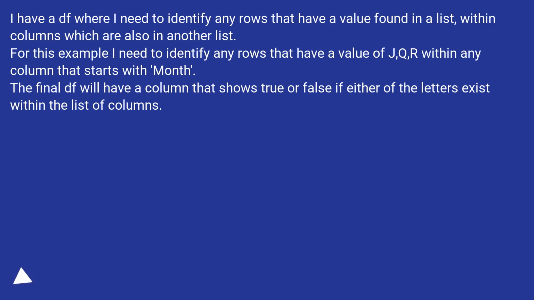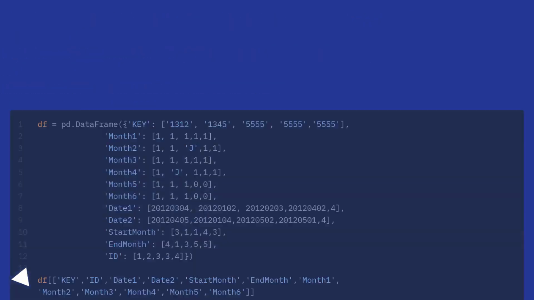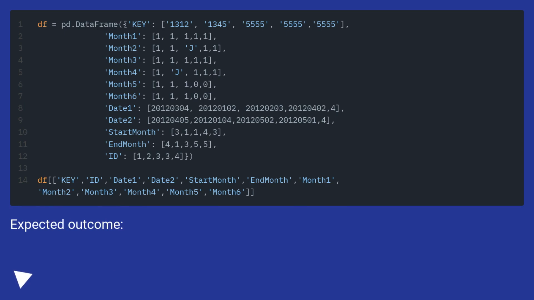For this example, I need to identify any rows that have a value of J, Q, R within any column that starts with month. The final DF will have a column that shows true or false if either of the letters exists within the list of columns. Expected outcome.